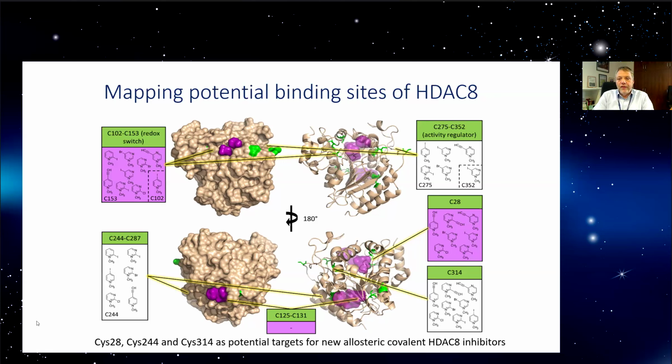More interestingly, however, we were able to identify new sites as well. And let me start with this one, this C28. A rather large number of the best compounds were found to label this site, as well as the C314 that is located on the opposite side of the HDAC8 surface. And finally, I would like to mention this cysteine 244 that gave us altogether 6 hits. Together with the other two cysteines, cysteine 28 and 314, these might be considered as potential targets for developing new allosteric covalent HDAC8 inhibitors.